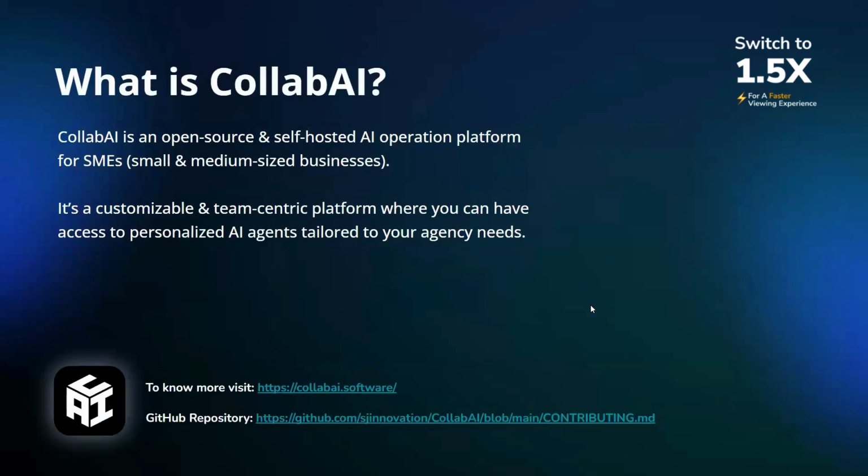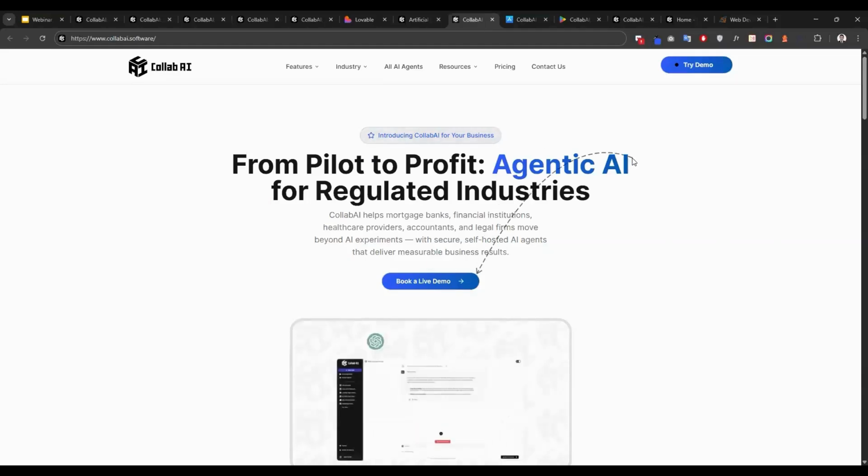So what is Collabai? Collabai is an open source, self-hosted operation AI platform targeted at small and medium-sized businesses, but it can be customized. It's for everyone. If you want to know more about Collabai, you can go to our website. Let's dive in a bit first: what is Collabai and how are we helping everyone with this platform?